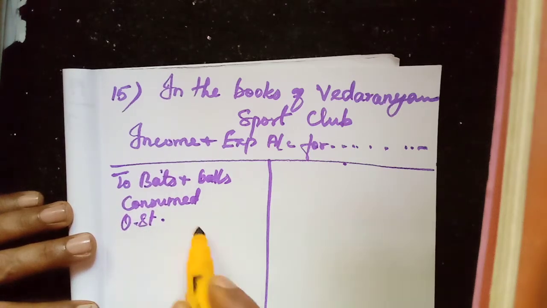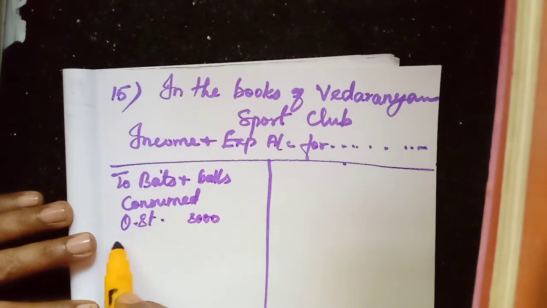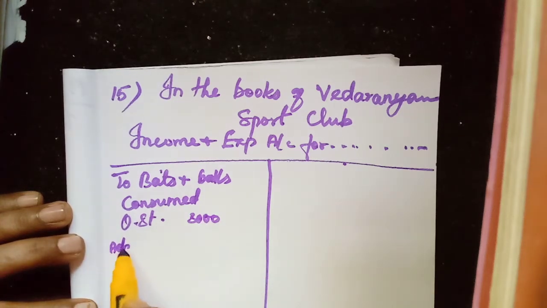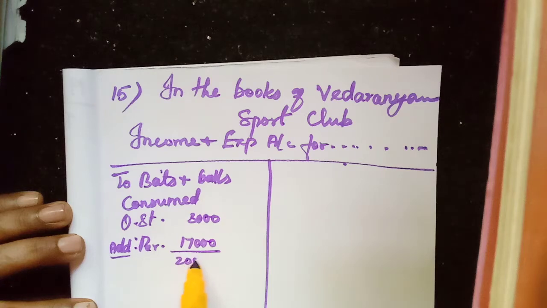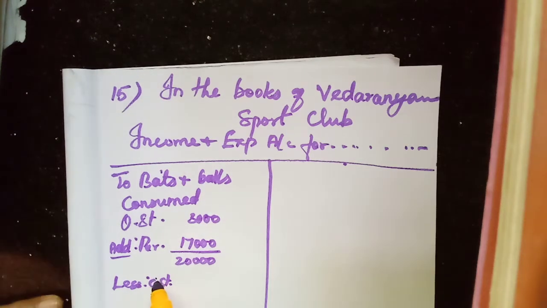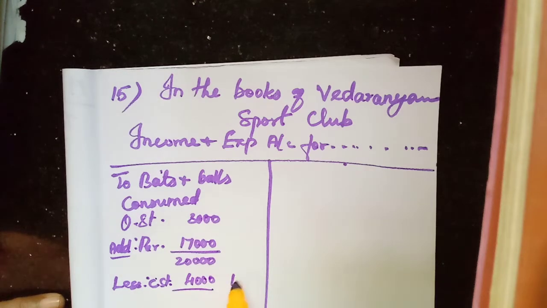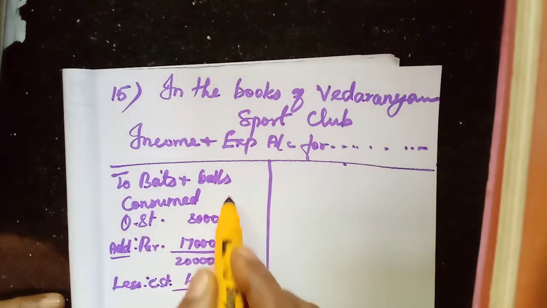Opening stock of bats and balls 3,000. Okay, then add purchases 17,000. So 20,000. Less closing stock. Closing stock of bats and balls 4,000. So 16,000 we should write here.